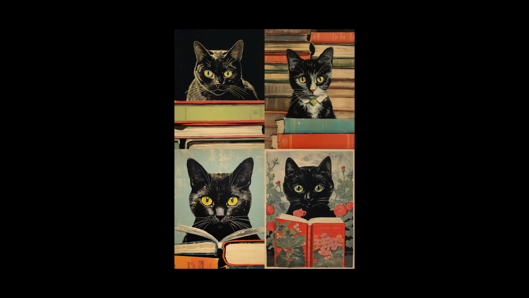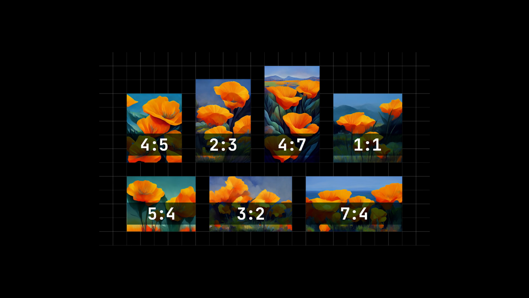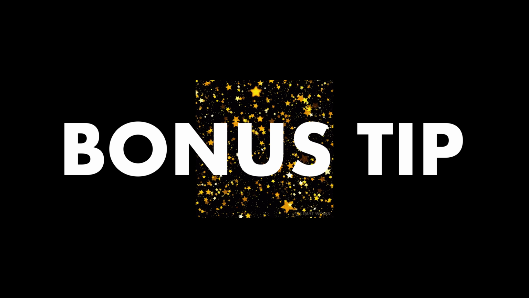In this example, I chose a 3:4 ratio, but this could be any ratio you like. Here are some examples of the most common ones. Now for the bonus tip.